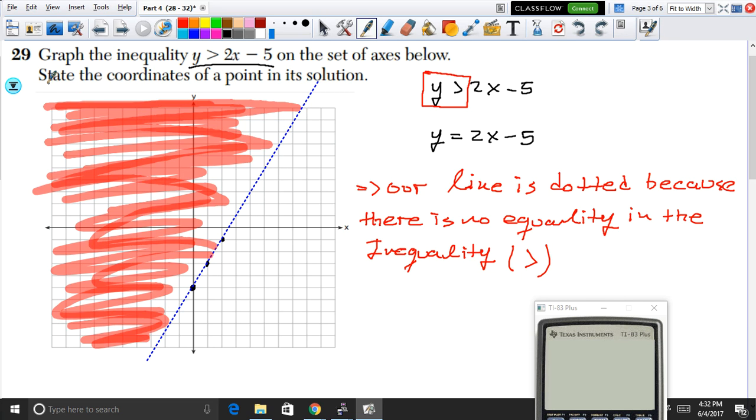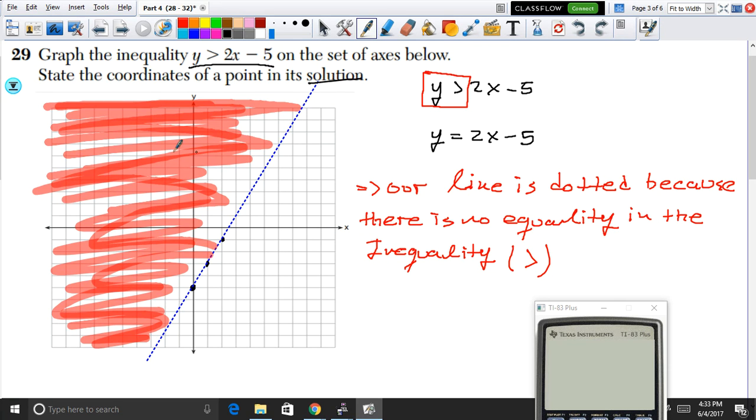Now, the next thing that we want to do is state the coordinates of a point in its solution. Now, what do they mean by that? It means that whatever point you choose on this shaded region is going to be a solution. So this inequality has many solutions. If I pick this point, that's a solution. If I pick this point, that's a solution as well. If I pick this point, that's a solution. If I pick this point, that's not a solution because it's not on the shaded section here.